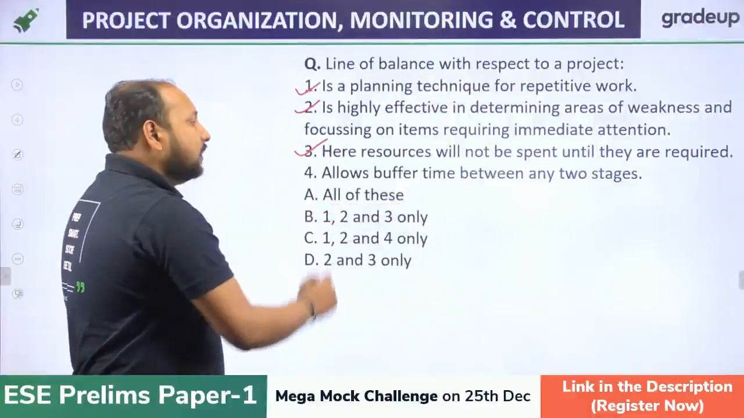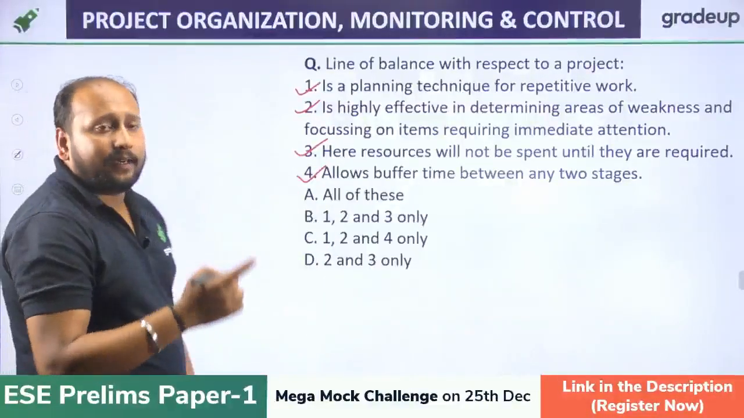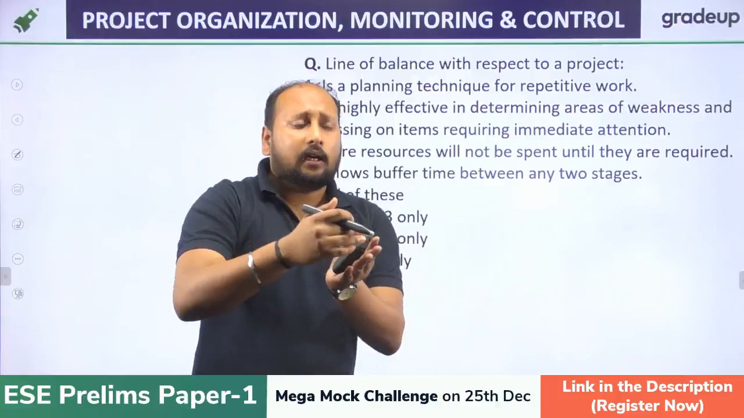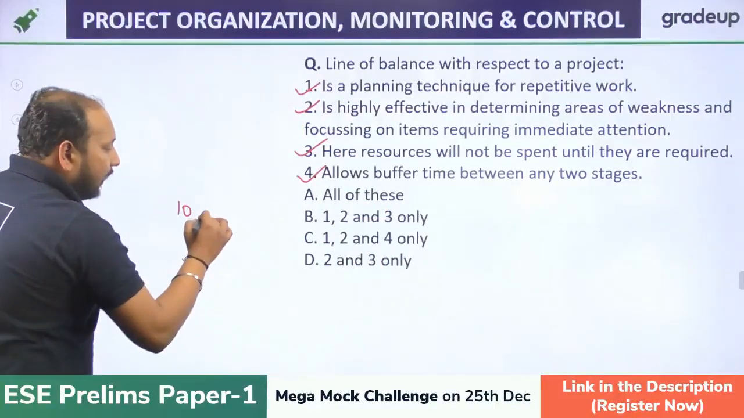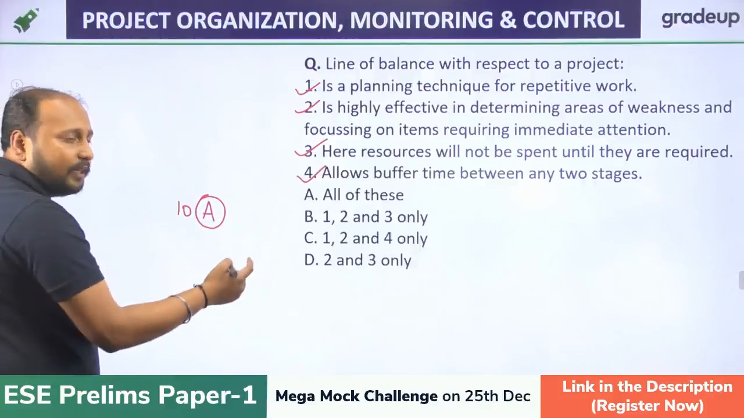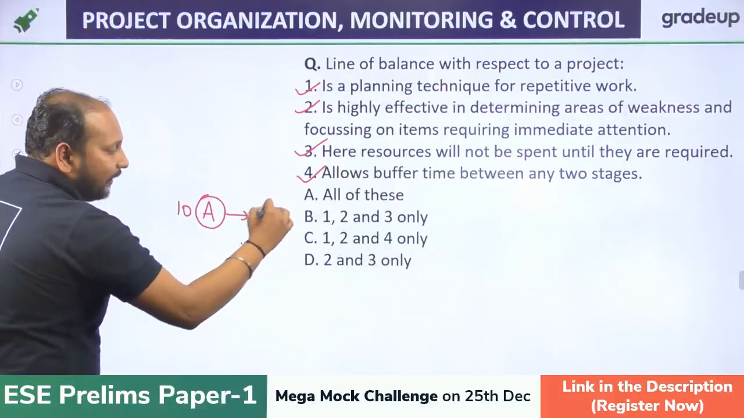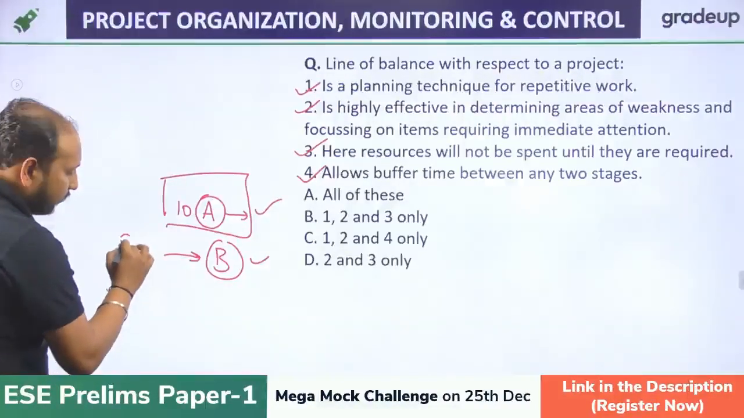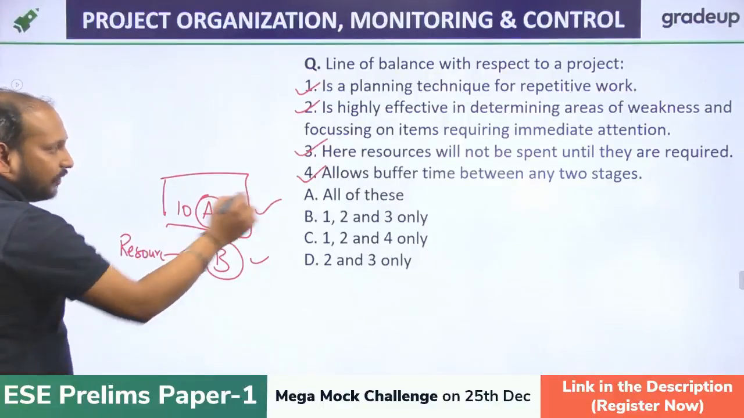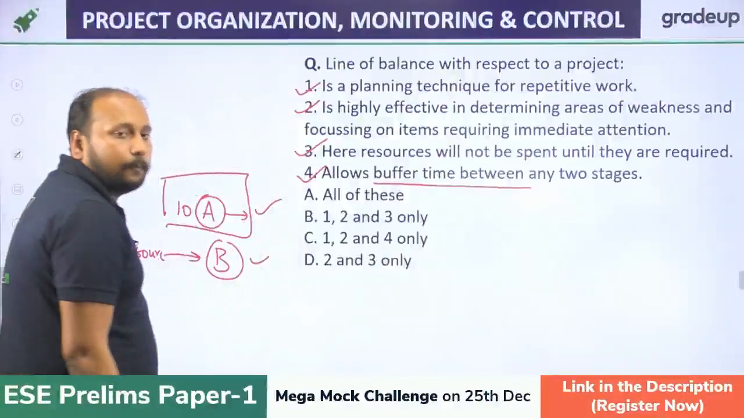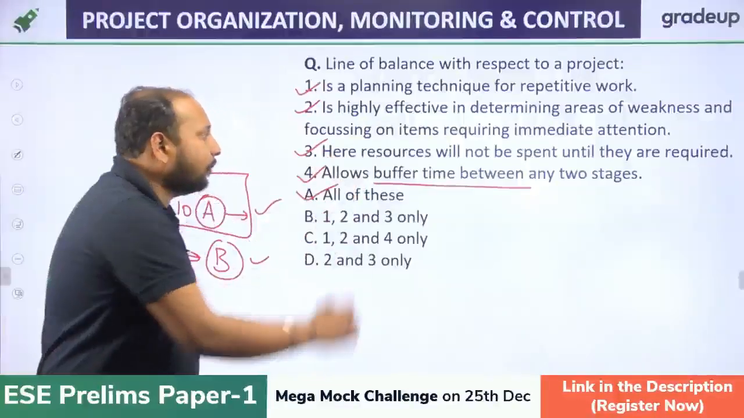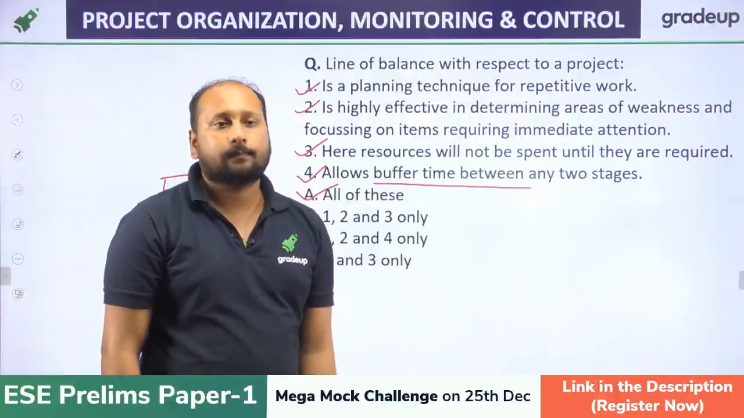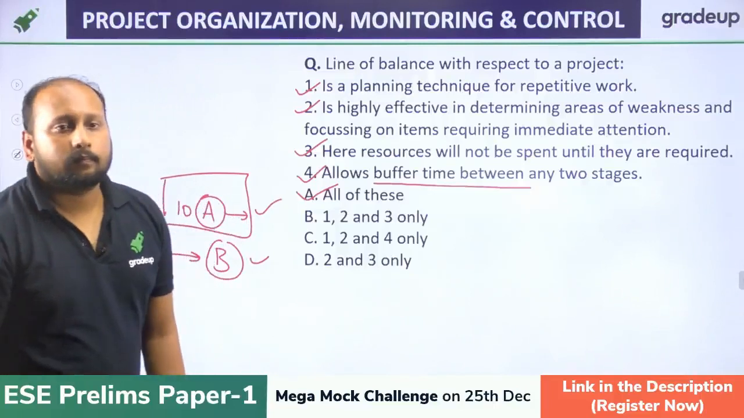Allows buffer time between any two stages, exactly, because I have told you in repetitive works we constantly do repetitive works. So let us say there are 10 A activities which should be repeated. After this is completed, B should be started. So during this time period we can procure the resources for B. So we do have a buffer time between any two stages. Clear? So option A is the most appropriate answer, because all 4 statements satisfy the definition of line of balance. Clear?